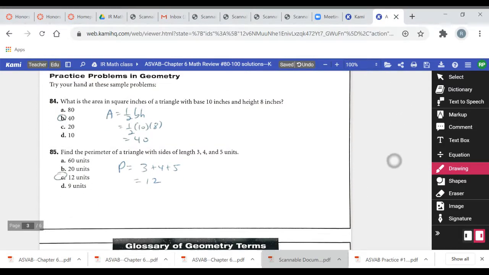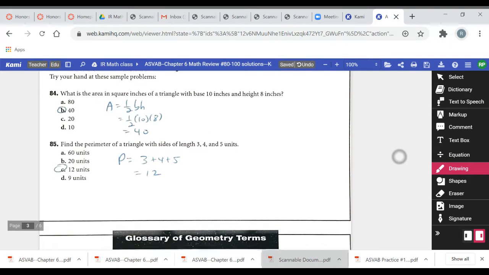Okay, on 84, this gets into some geometry ones. And if you look in the packet, they give you a lot of geometry formulas. Those would be a good idea to look over because they're kind of expecting you to know some of those basic formulas. But on 84, it says, what is the area in square inches of a triangle with base 10 and height 8?